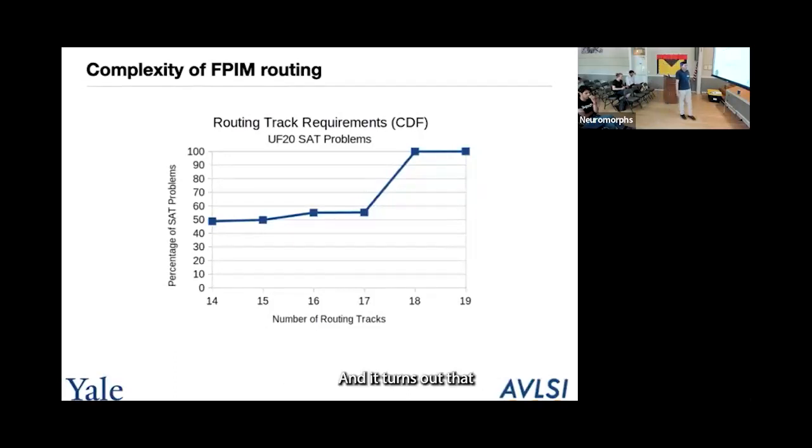And it turns out that this is actually a pretty reasonable number of routing tracks. There's usually an extra 0 in that number for normal FPGAs. So 5x basically. So this is totally something you can build.